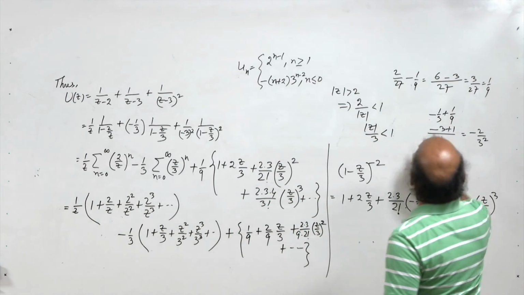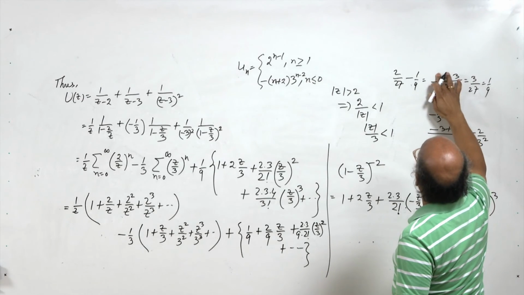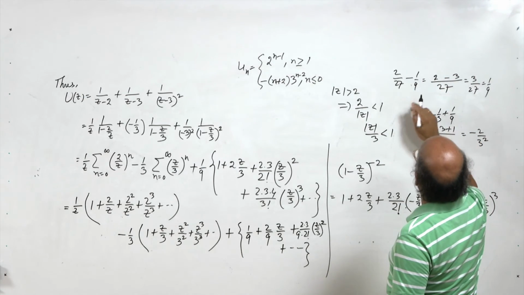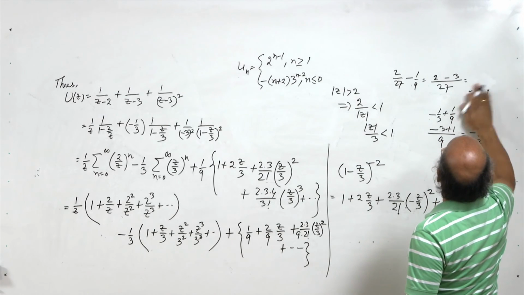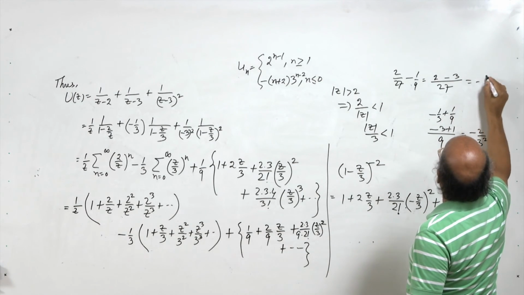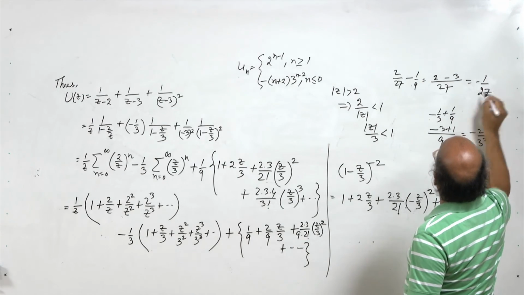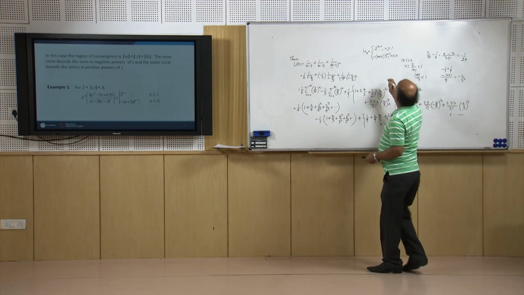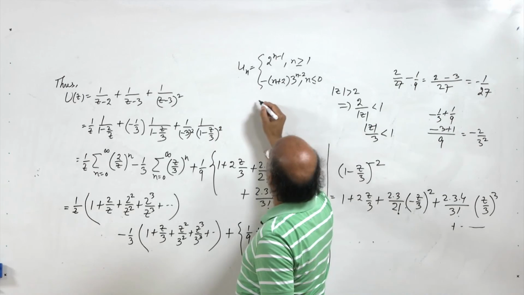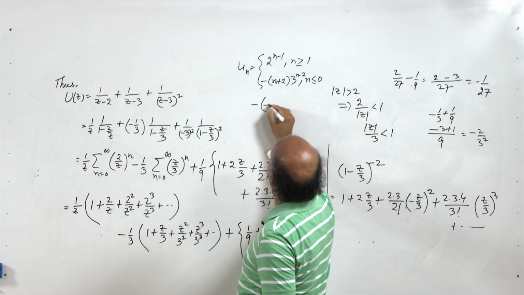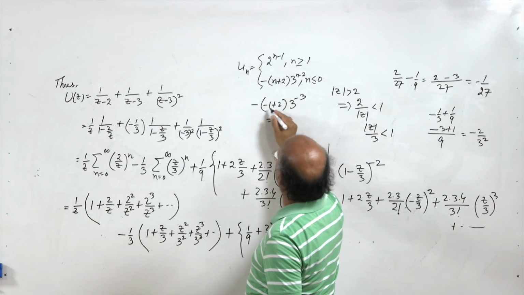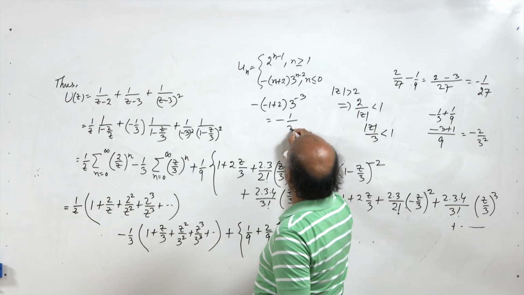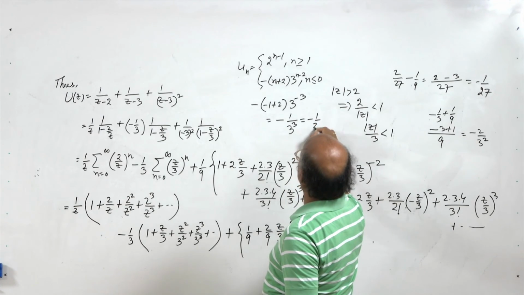So, with 27 as LCM, this will be 2 here, and here we will get minus 3. So, we will get minus 1 by 27, and here what do we get? When n is equal to minus 1, it will be minus 1 plus 2 and 3 to the power minus 3. So, this will be minus 1 over 3 cube, which is minus 1 by 27.